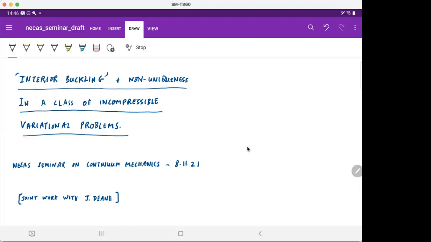I won't say it out loud, but there's a little bit of background to this, which I haven't put on the slides, but which I've just noted down on my desk here.